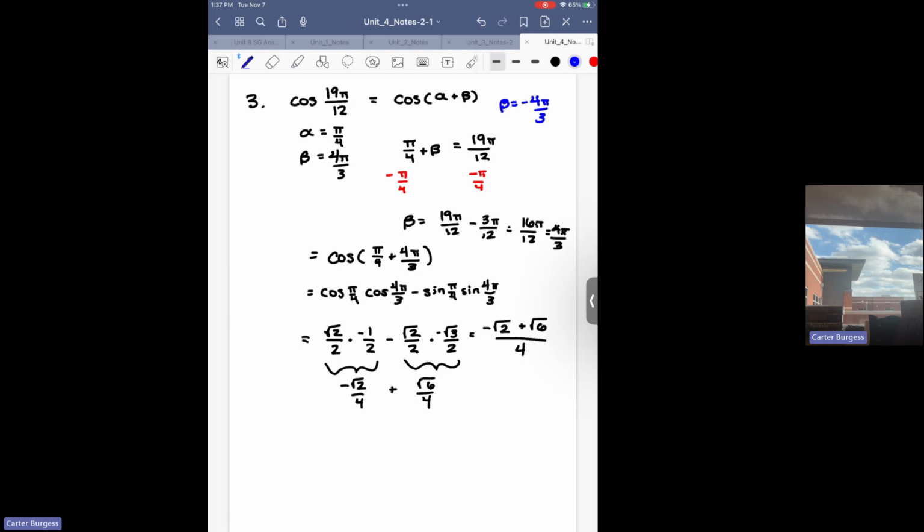You could do difference. So you could either do the sum of pi over 4 and negative 2 pi over 3, or you could do the difference of positive pi over 4 and positive 2 pi over 3. It doesn't really matter, they're basically the same. Just make sure you don't do the difference formula and plug in the negative theta, because that will be wrong. So either do the difference formula and plug in the positive, or the sum formula.